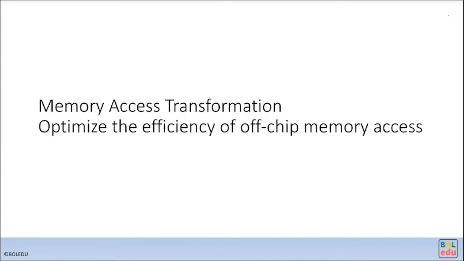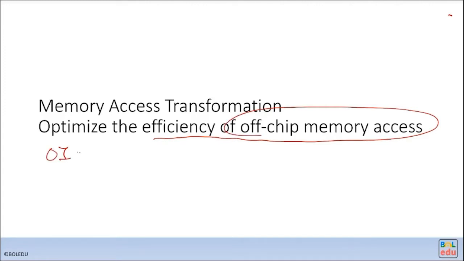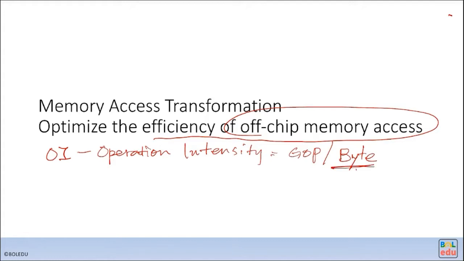Okay, so in here, mainly we want to optimize the efficiency of all chip memory access. If you recall the OI, we talked about the operation intensity. Okay, the OI. Basically, it's defined as giga ops over byte, and the byte here, we are talking about external memory.